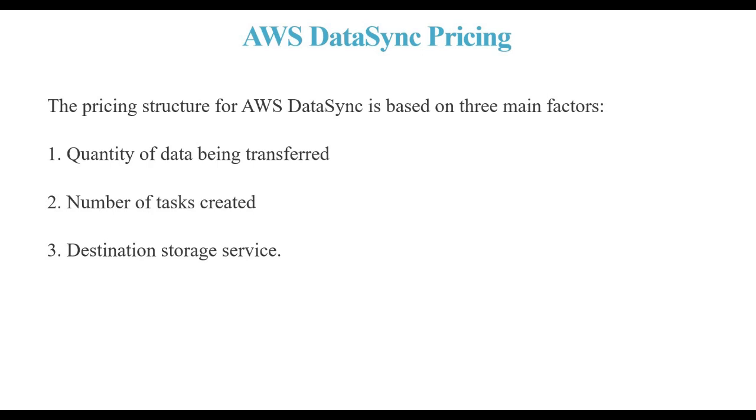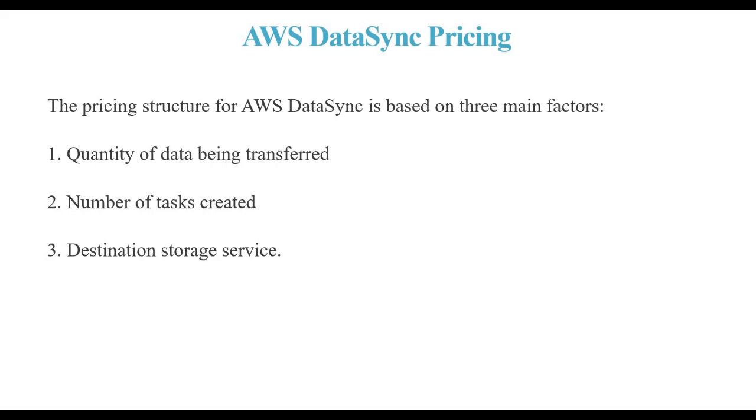AWS provides a free tier for DataSync. This tier allows for up to 5 active tasks, 10,000 files transferred per task, and 5 GB of data transferred per task per month. So by default, per month it provides only 5 GB of data transferred per task. So this is the DataSync pricing. This is all about the AWS DataSync pricing.